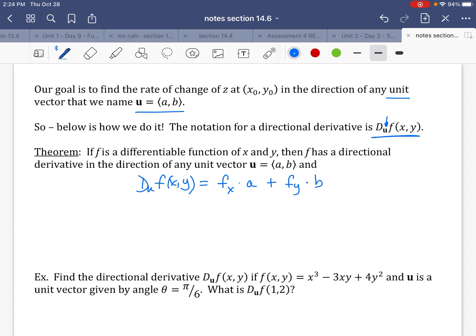When you do this, if you notice, this is like a dot product. It's like you took f_x and f_y as a vector and dot producted it with the vector <a, b>. So you can see how it breaks up into the dot product. So it's <f_x, f_y> dotted with u, basically. Okay, so this is our definition of our directional derivative.